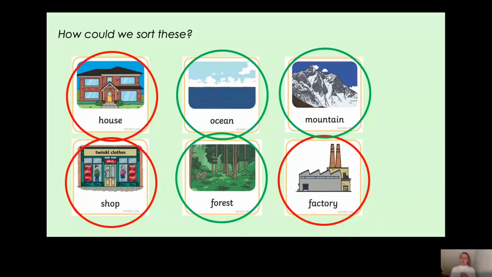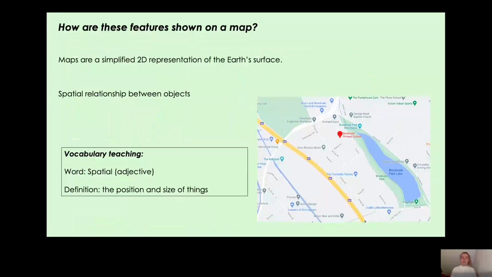Now, that means that the Earth is quite complicated, isn't it? It's too complicated to show all of these different features on a map, as it's made up of all these different millions of human features and physical features. So I wonder what they do to sort this situation out, because they can't show all of them because it's too complicated. Well, maps are a simplified 2D or sometimes 3D, so 2D is when it's flat, representation of the Earth's surface. Okay, and a map shows the spatial relationship between objects.